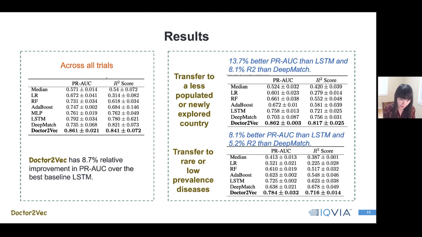We also tested the performance in two common scenarios. One is that we train a model using historical data from the US and test it on some countries that are less populated or newly explored. The other setting is we train a model on trials about common diseases and test it on trials about rare diseases. Both settings evaluate the generalization power of a model, and results indicate that Dr2Vec works much better than the baselines. We have a lot of result discussion and analysis in our paper. If you want to learn more, feel free to take a look at it.